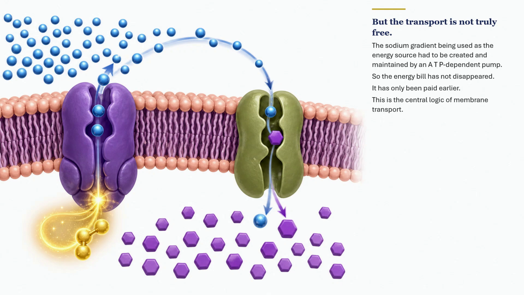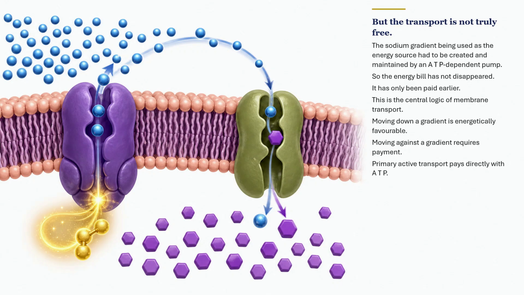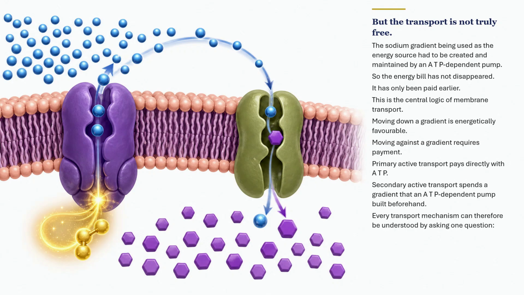This is the central logic of membrane transport. Moving down a gradient is energetically favorable. Moving against a gradient requires payment. Primary active transport pays directly with ATP. Secondary active transport spends a gradient that an ATP-dependent pump built beforehand. Every transport mechanism can therefore be understood by asking one question: who is paying for the movement?